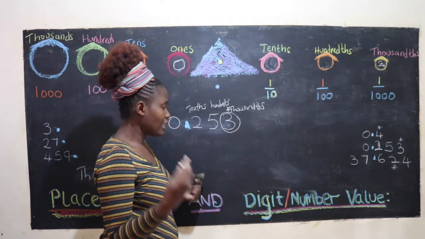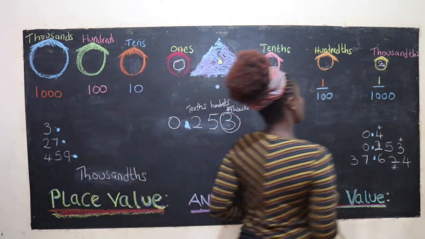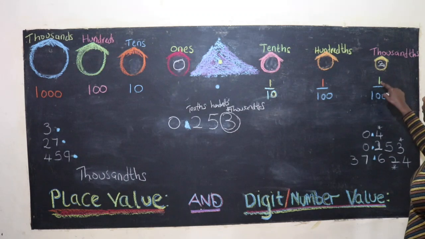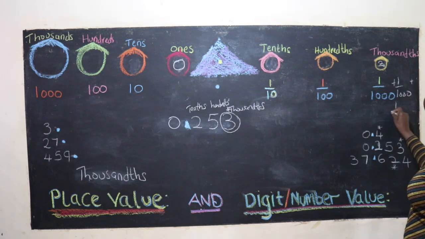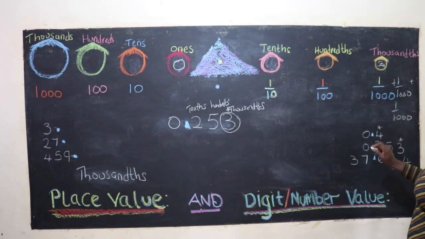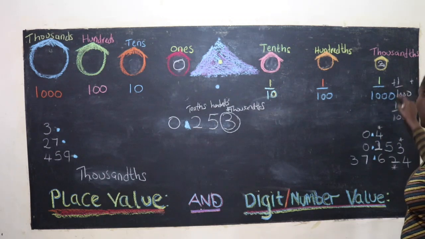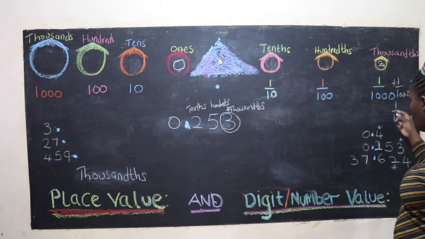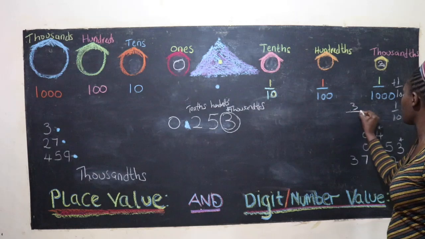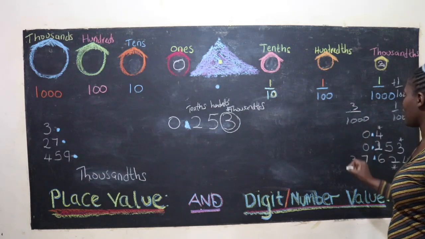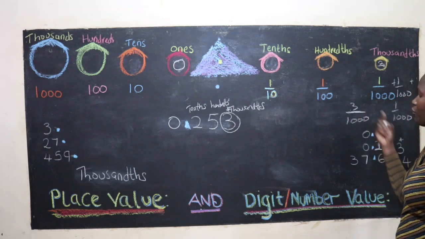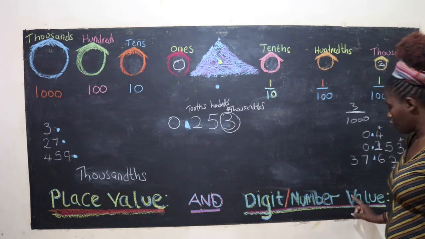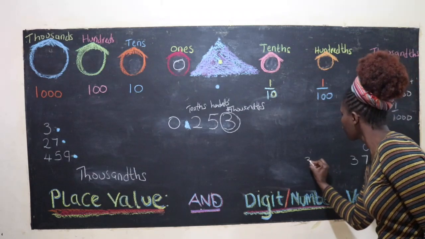And what is its digit or number value? 3 of them. A thousandth, then another thousandth, then another thousandth. You count them, you find that you have 3 thousandths. And how would you write that? It would be 3 thousandths, because a thousandth is just one, but 3 of them. So the digit value would be 3 thousandths.